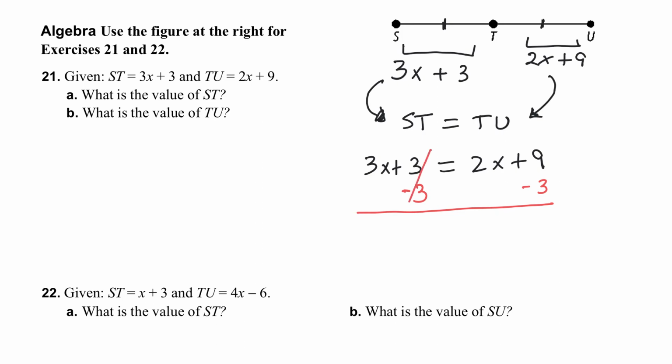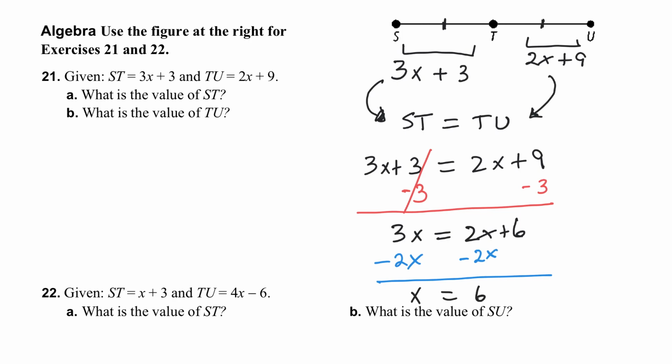3 and negative 3 becomes 0. So what are you left with? 3x equals 2x plus 6, since 9 minus 3 is 6. Now you notice we have the 2x on the right side, so we're going to subtract 2x from both sides. And what are you left with? You're left with x equals 6.